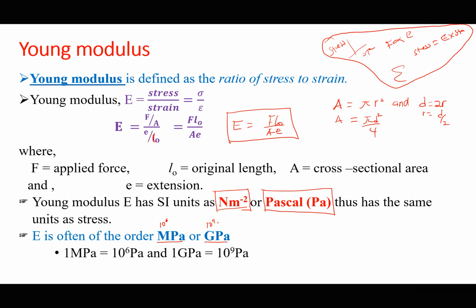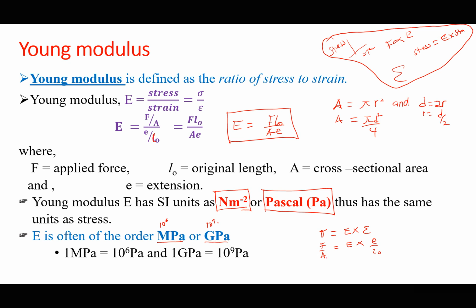But a good student should notice that the graph of stress against strain is mostly going to be the same as the graph of force against extension. Let's explore this in more detail. If stress is equal to Young modulus times strain, and stress is force over area, this is equal to Young modulus E times strain, which is extension over original length.